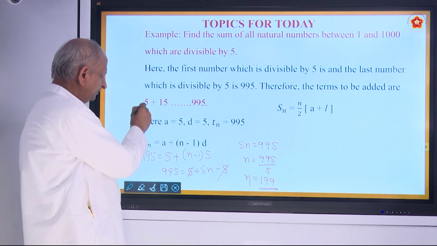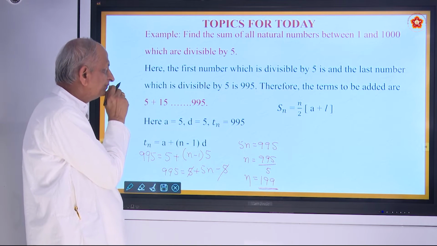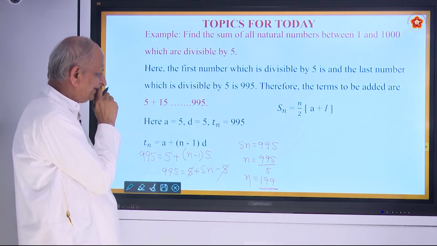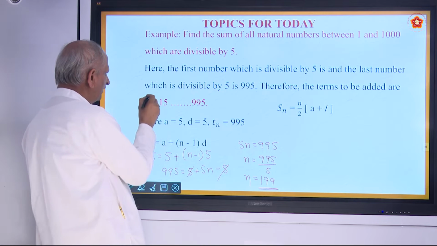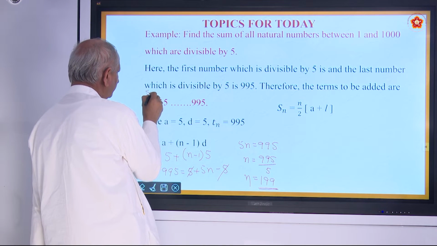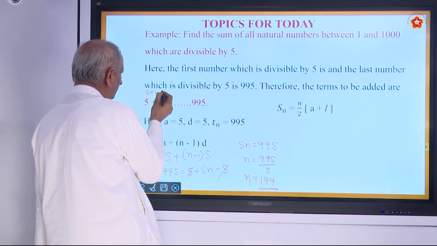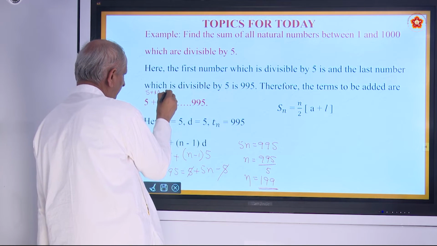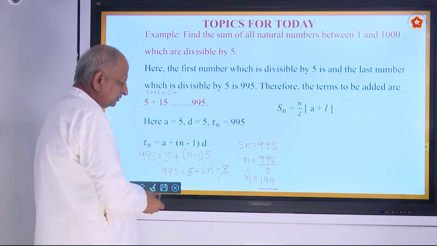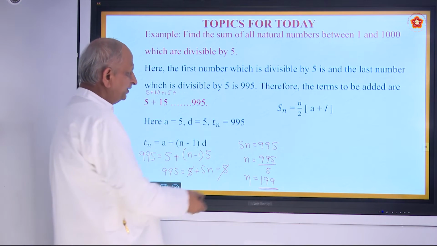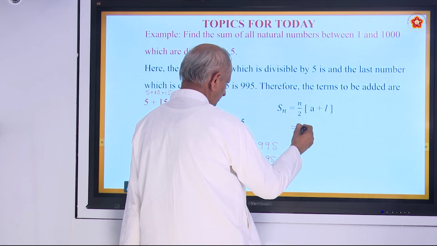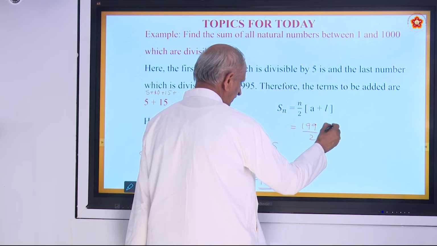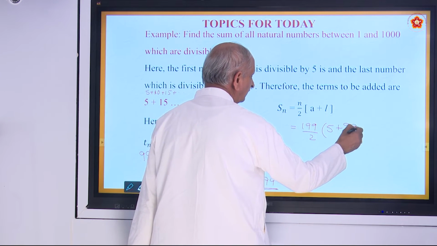So starting is 5, then comes 10, then 15, like that it comes. So 5 natural numbers means 10 also comes, 10 plus 15, like that you will have 199 numbers. Take it here. So the sum is n by 2 into first one is 5, last one is 995.